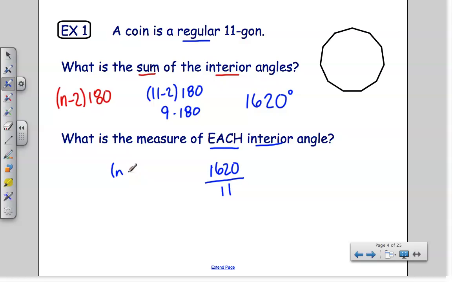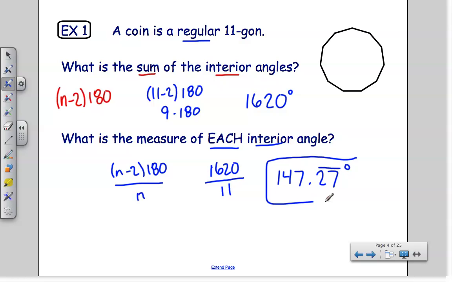Keep in mind what I really did here is I already did n minus 2 times 180. I got 1620, and I'm dividing by the number of sides, the number of angles, which is 11. And if I take 1620 divided by 11, it's not a nice angle measure, but that's okay. 147.27, actually the 2 and 7 repeat. And that'll be the number of degrees in each interior angle of a regular 11-gon. So using our formulas there for interior angles of a polygon.